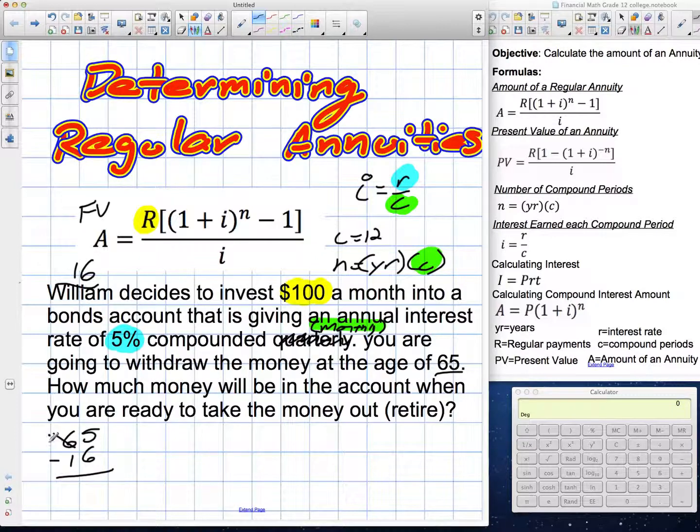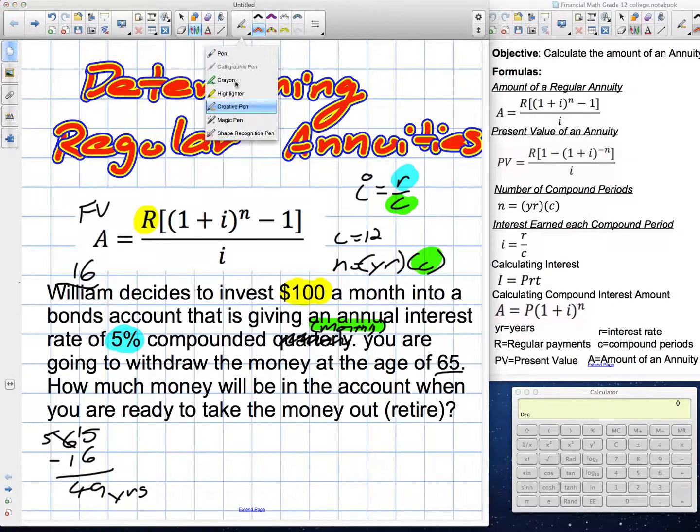22. Subtract. 49 years. Okay? So, for 49 years, money is going to be put into this account every month. Now, it doesn't seem like a lot of money. In fact, many of you guys said you had jobs. You might be able to save that much every month. Let's see how much money, if you actually leave it in there and you have the patience to wait for it, how much money you would actually have at the end.